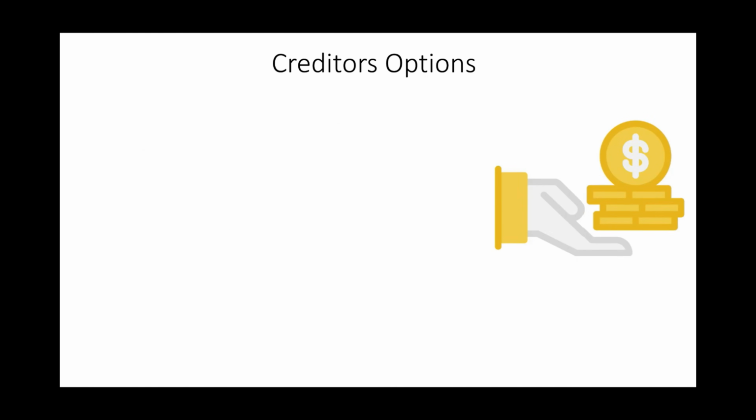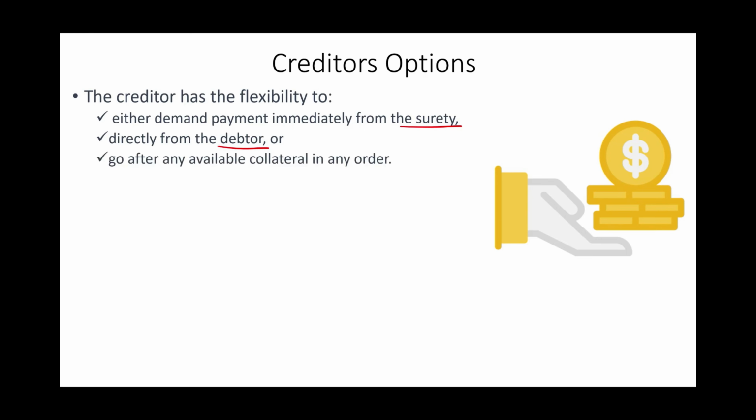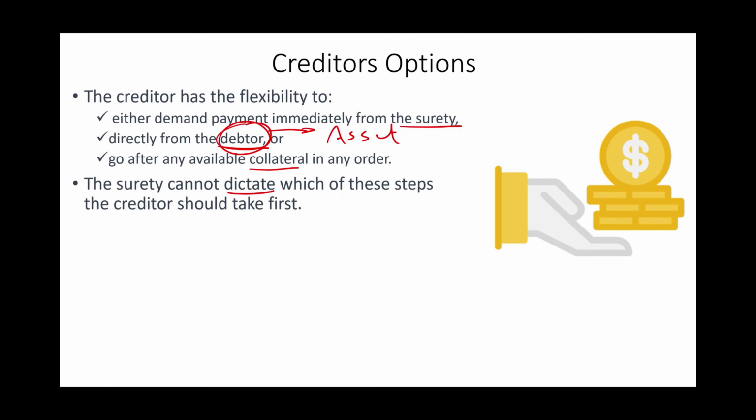Now we have to understand, and I'm going to repeat this more than once today, the creditor, the person that lends the money, has a lot of options. They have the flexibility to demand the money from the surety immediately. They can demand the money from the debtor, or they can go after the collateral. What's the collateral? It's when the debtor borrows the money, they may put up some asset as collateral, like a home, a warehouse, inventory, whatever they put up as an asset. The creditor can go after the asset as well. So the surety cannot say, well, wait, I'm not going to pay, ask the debtor first. They can't do that. The surety cannot dictate which of these steps the creditor should take first.